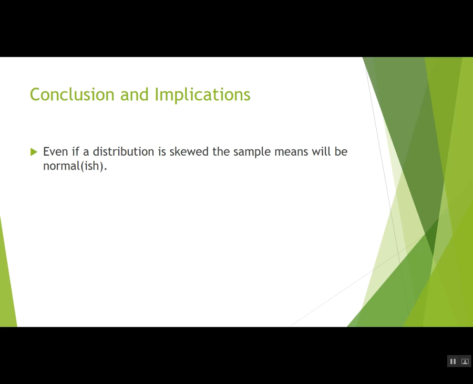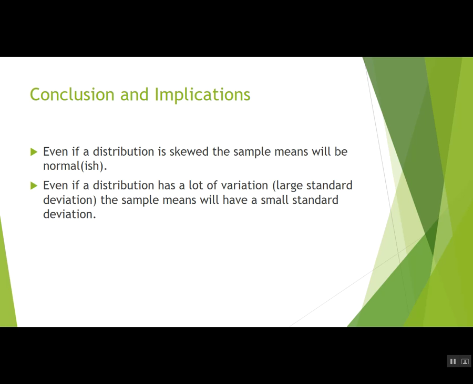So, conclusions and implications: even if a distribution is skewed, the sample means will be normal, or normal-ish. It depends on the sample size. For small sample sizes, it won't be quite as normal, but if you get up to sample sizes around 25 or 30, it starts to look very normal, even if the original is skewed. And even if a distribution has a lot of variation, meaning a large standard deviation, the sample means will have a smaller standard deviation, because you're taking the original standard deviation and dividing by the square root of the sample size.